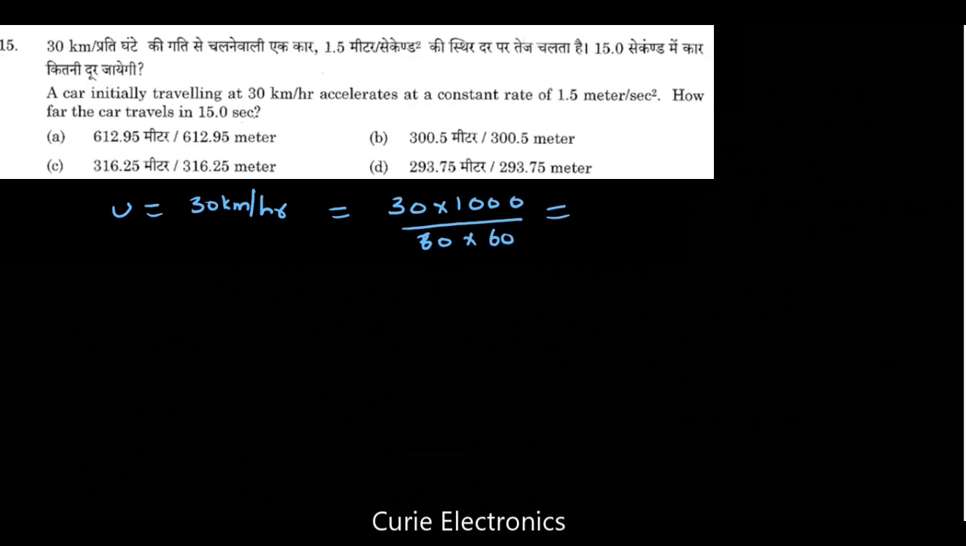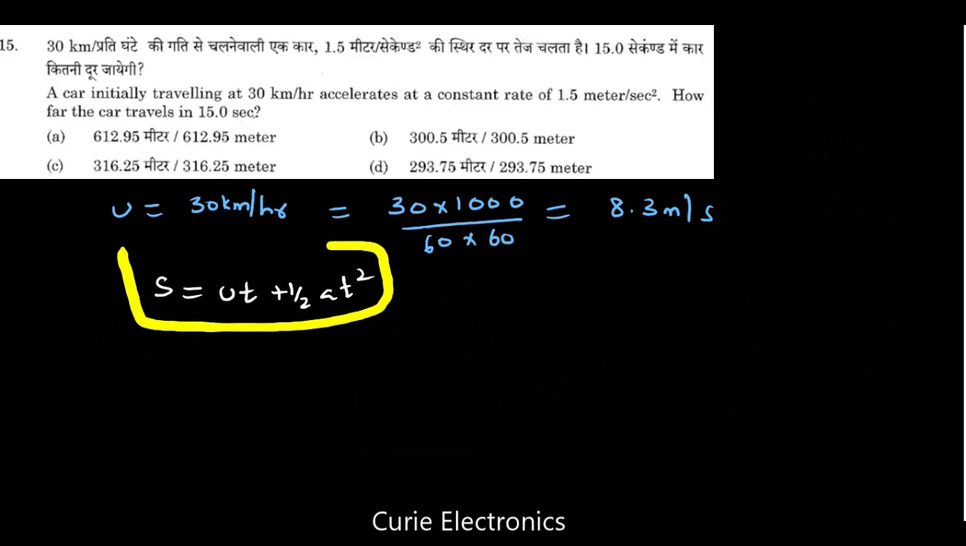If you simplify this, you'll get 8.3 meter per second. And now what do you use? The same equation we have solved previously: S equals UT plus half AT square. Try to remember this equation, all very fundamental physics you should know. S is equal to UT plus half AT square.